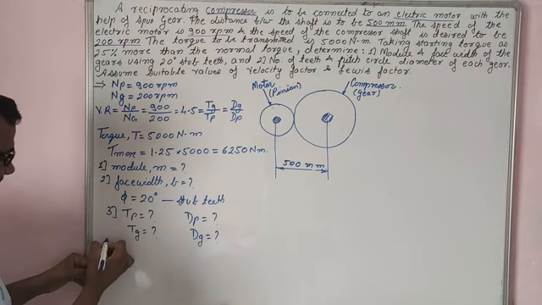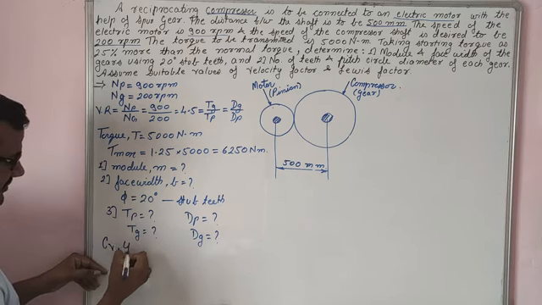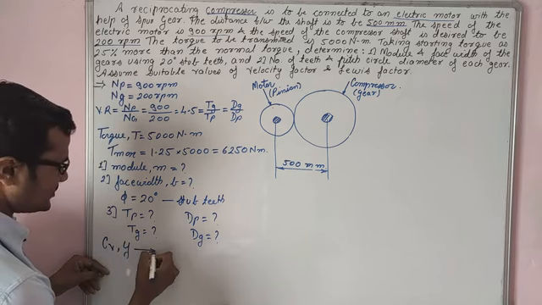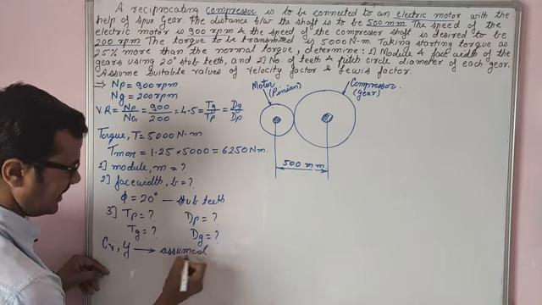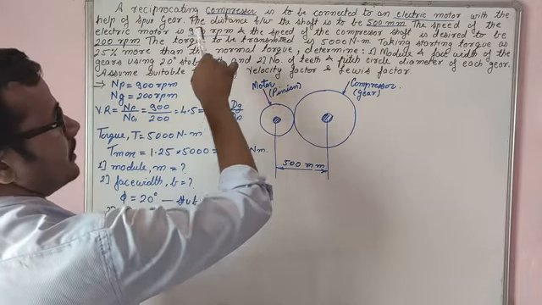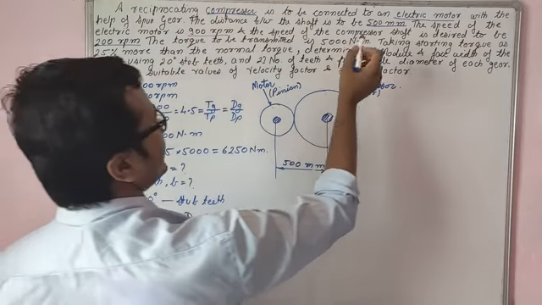Velocity factor, that is Cv, and Lewis factor, which is your tooth form factor y, those values have to be assumed. It is given that it has to be assumed. Now the previously given data we have not written, so write it down.